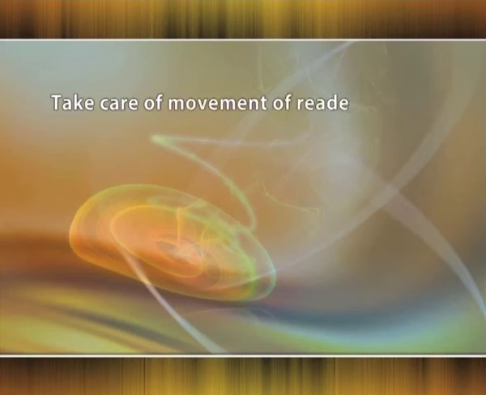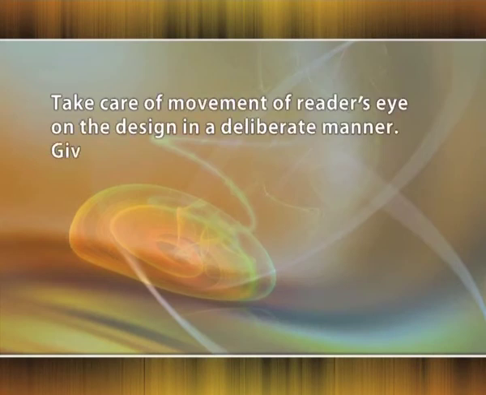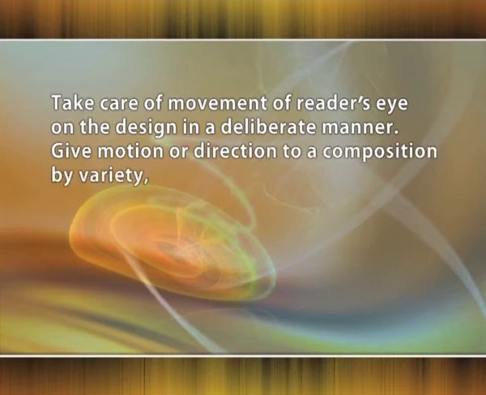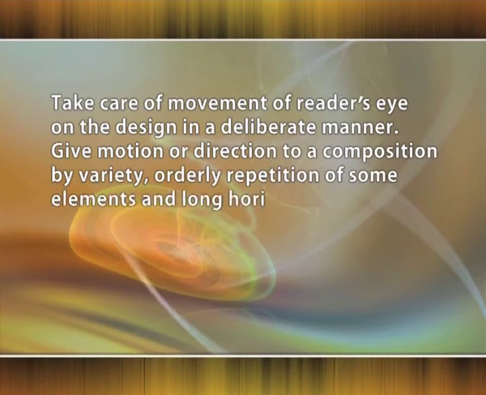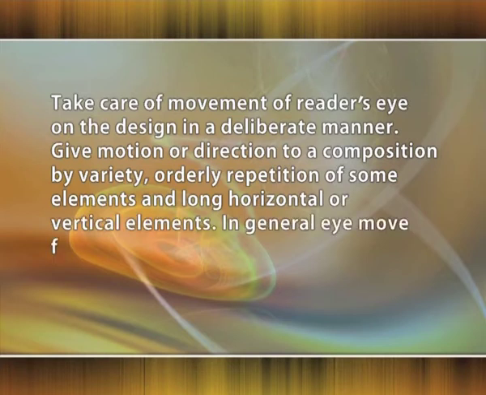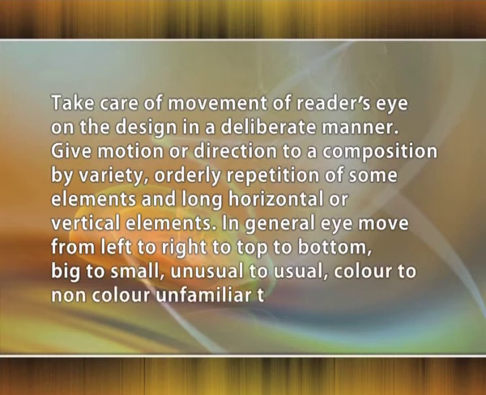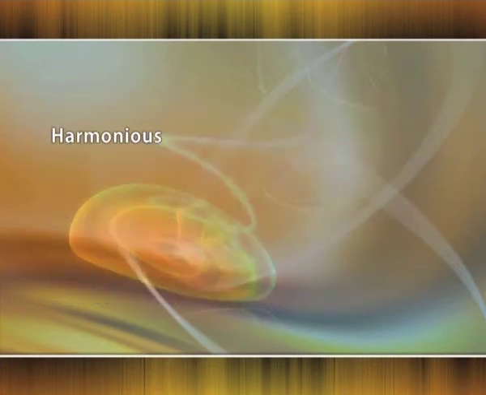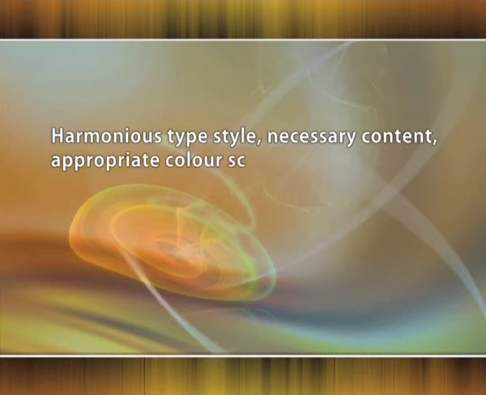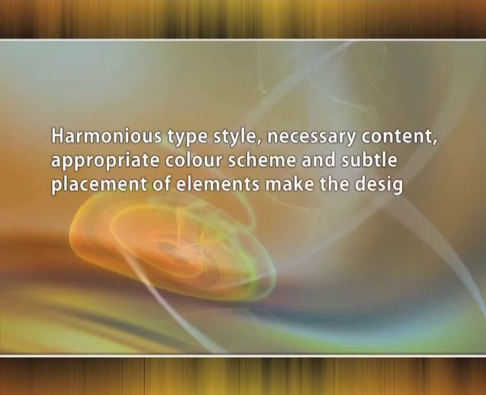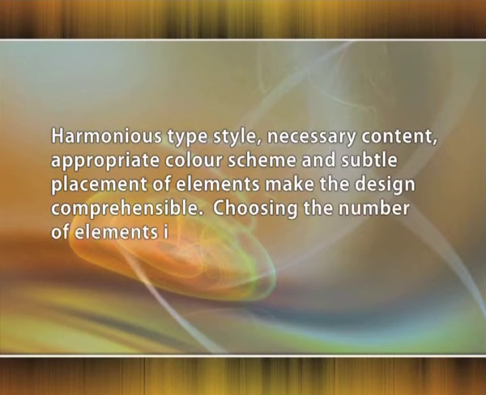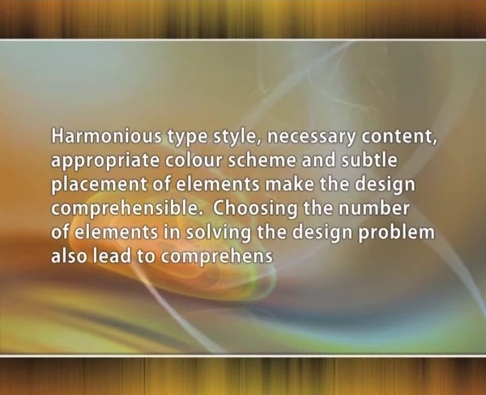Take care of the movement of the reader's eye on the design in a deliberate manner. Give motion or direction to a composition by variety, orderly repetition of some elements, and long horizontal or vertical elements. In general, the eye moves from left to right, top to bottom, big to small, unusual to usual, color to non-color, unfamiliar to familiar. Harmonious type style, necessary content, appropriate color scheme and subtle placement of the elements make the design comprehensible. Choosing the number of elements in solving the design problem also leads to comprehensibility. Make sure that these are not too little or too much.